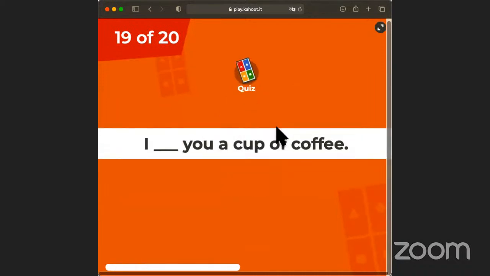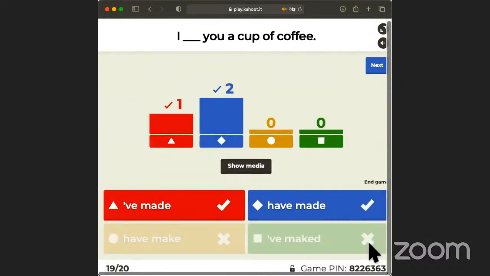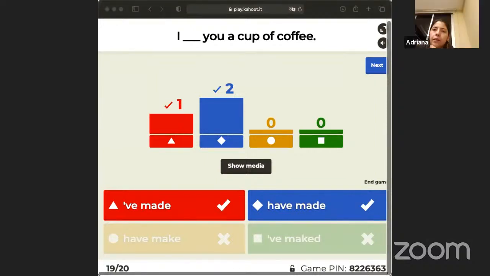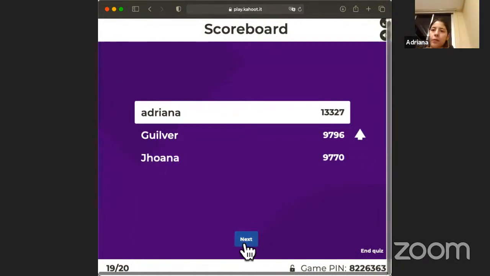Okay, two left. I have made you a cup of coffee. All right, guys, let's see. Adri, can you read it, please? I have made you a cup of coffee. Nice. Okay, let's see. Great job, Adri. Great job.